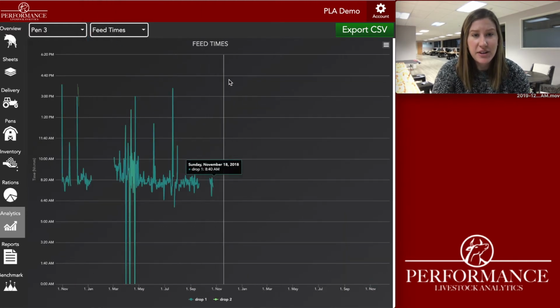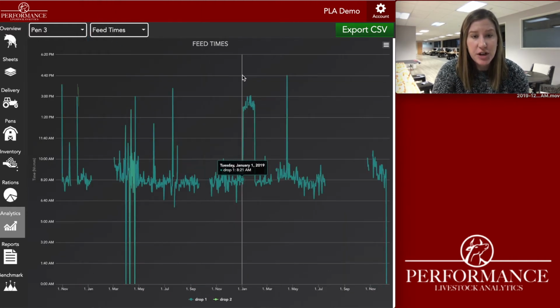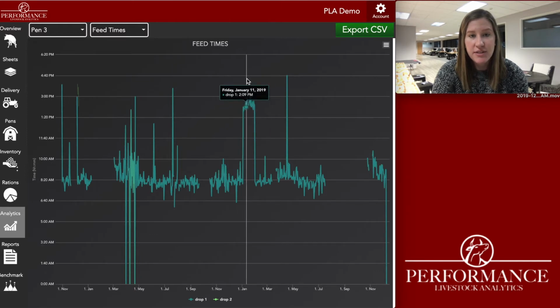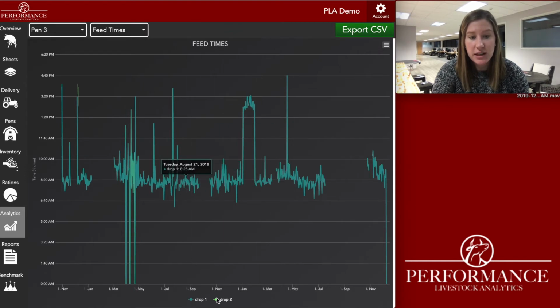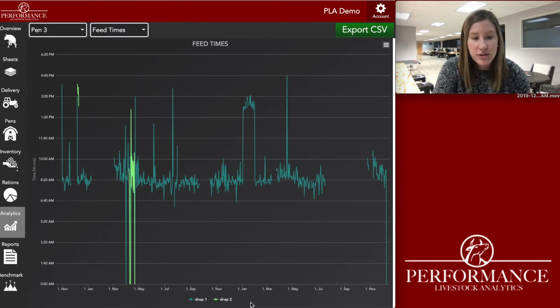Feed times is another great chart. It really gives you the breakdown of when these cattle are getting fed. So if you have multiple drops, those are going to show up along here. This pen does only get fed twice a day, and so you're only going to have the 2 drops available to see when those are taking place. But if you feed up to 4 times a day, you will see those in there as well.